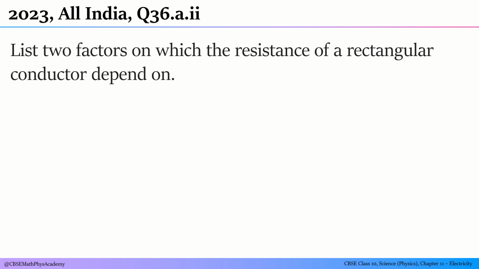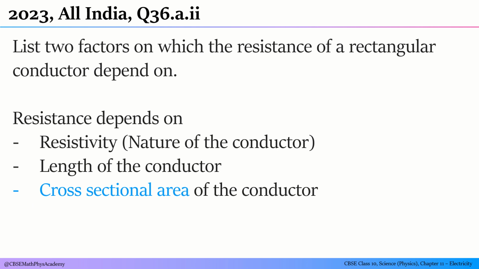List two factors on which the resistance of a rectangular conductor depends. This again we have discussed in one of our videos on resistance. There are 4 factors, but they are asking only for 2. One and most important is the nature of the conductor. Each material has a different resistivity, and based on the material, the resistivity will change. Then you have the length of the conductor, how long that conductor is. And the cross-sectional area. I am giving one more factor, though only 2 are sufficient. You should not mention just the area of the conductor. The word cross-sectional area is very important.